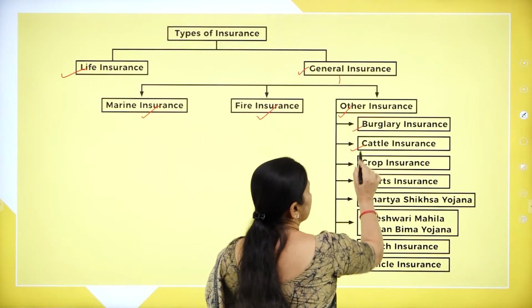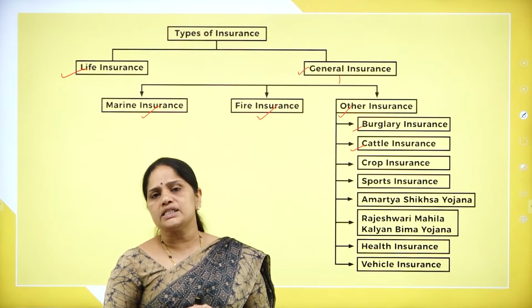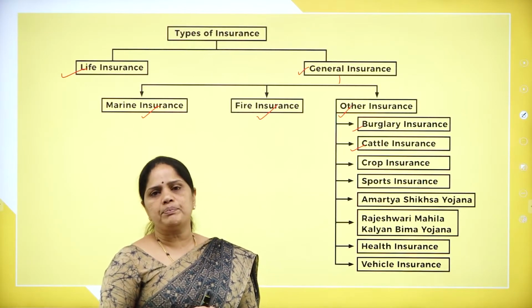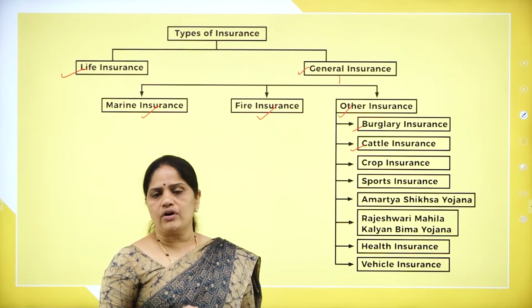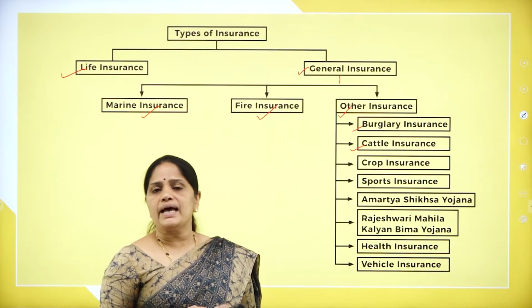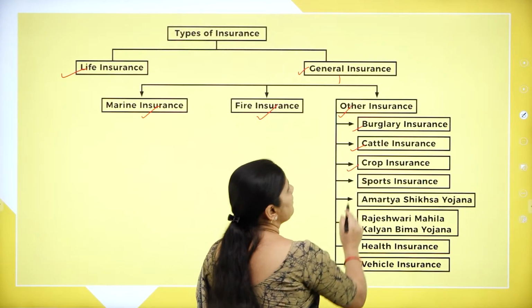Then the next kind of insurance is cattle insurance. This cattle insurance is useful in the rural areas where the people have lot of domesticated animals. It can be given for bulls, goats, sheep, etc. Then the next type of insurance is crop insurance.